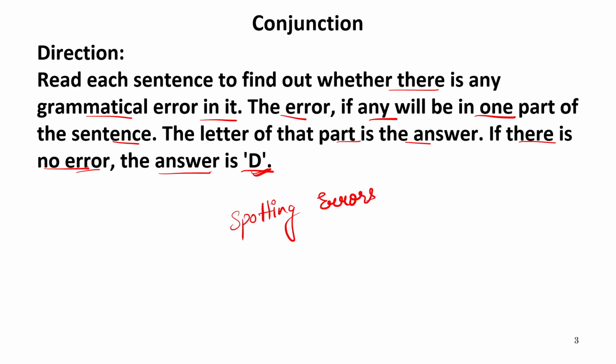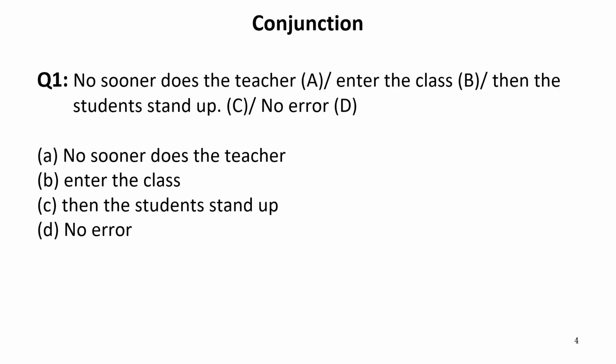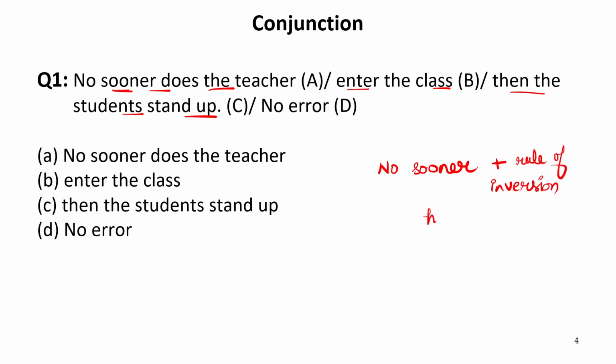So, let's begin the session and start doing several questions that will make us practice the chapter conjunction. The first question is: No sooner does the teacher enter the class than the students stand up. Now in this sentence, the sentence begins with the words no sooner. Whenever we have no sooner in our sentence, two things we should keep in mind. First, if the sentence begins with this conjunction or adverb, we always follow the rule of inversion. That is, the helping verb comes prior to the subject. So this is the rule of inversion.